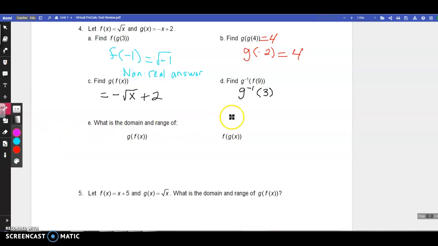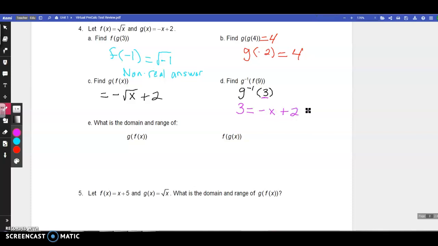There's got to be a quicker way, and there is. But you have to kind of understand something about inverse functions. So what does this 3 represent? This 3 represents an output of the g function. So if I want to find g inverse of 3, well, 3 is the output of g. So I can just plug that in for the output and set it equal to my equation.